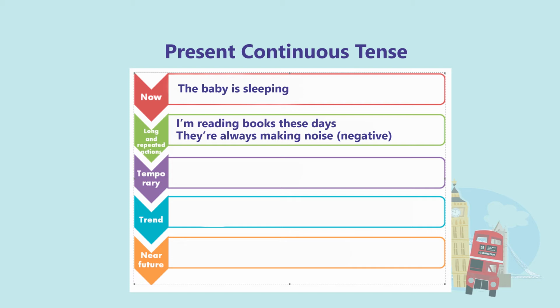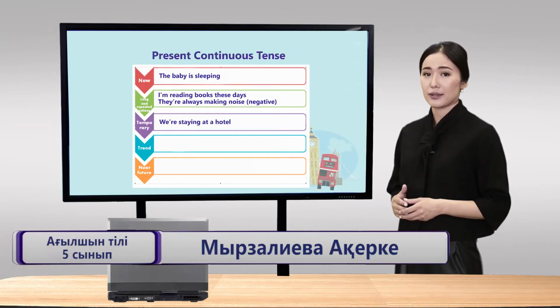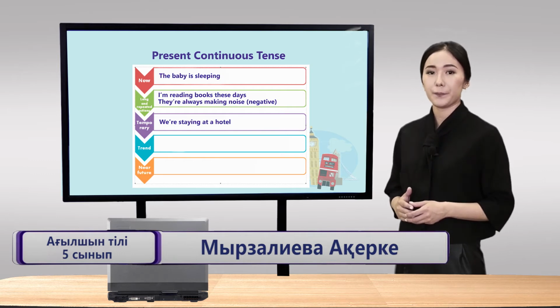Now we can also use it to talk about something temporary. Not something that happens all the time, but something temporary. For example, we are staying at a hotel. We live in a home. That's permanent. But right now, while we are in this city, while we are traveling, we are staying at a hotel. That's something temporary, okay?